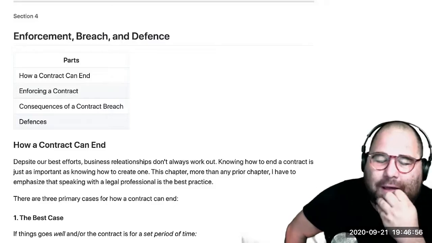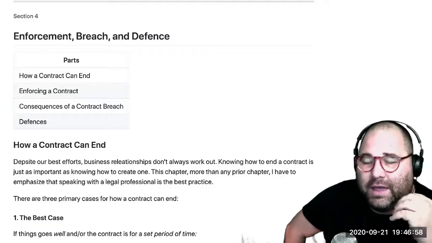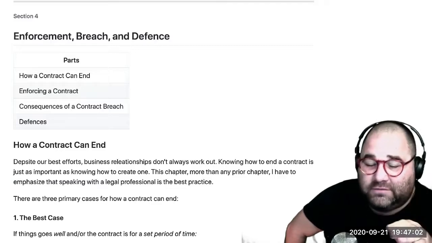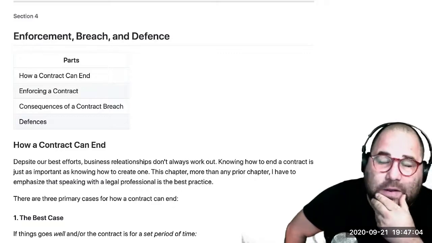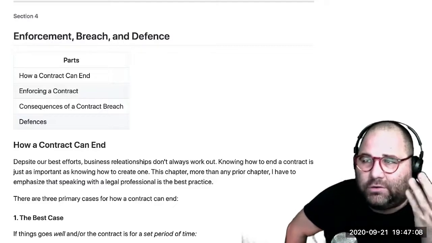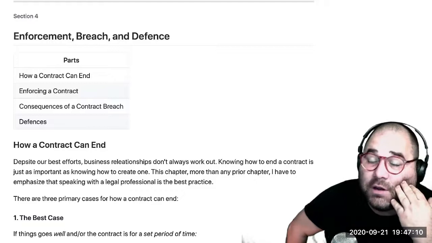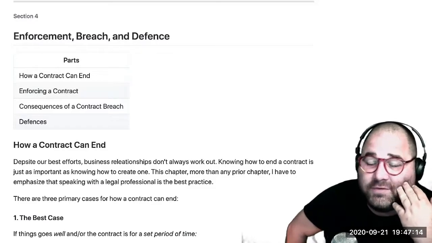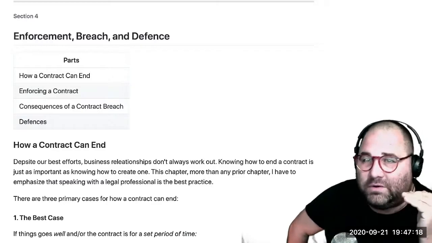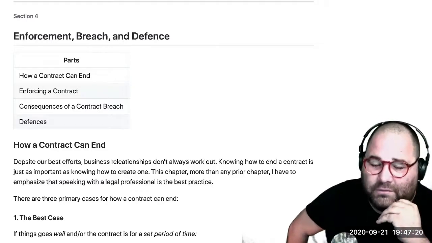How does a contract even work? How does it literally make the other person do what they said in the contract? What happens if they don't do it? What happens if they don't abide by the agreement that you have? How do you enforce the terms of a contract?